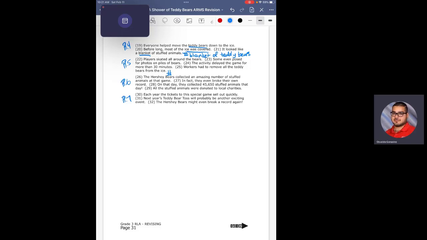Some even pose for photos on piles of bears. The activity delayed the game for more than 30 minutes. Workers had to remove the teddy bears from the ice. All right. So here, what's the idea that keeps on repeating itself again? Bears. This activity delayed the game for more than 30 minutes. What activity? Well, the shower of bears. And the workers had to remove the teddy bears from the ice.